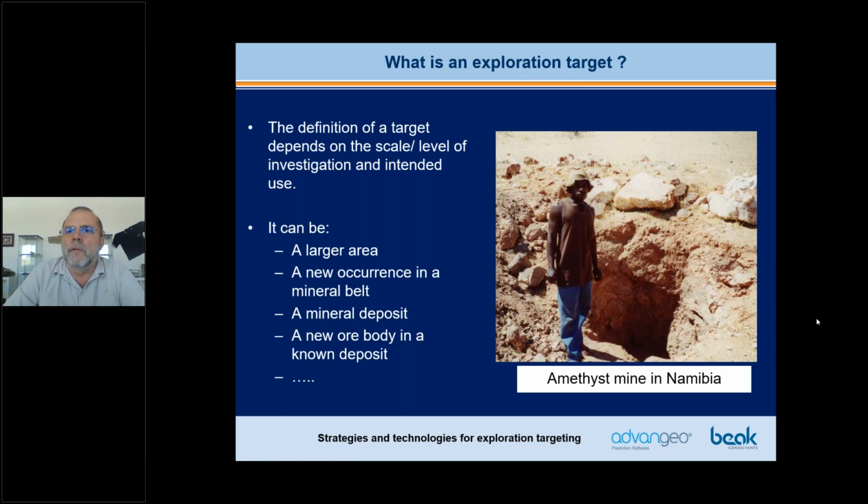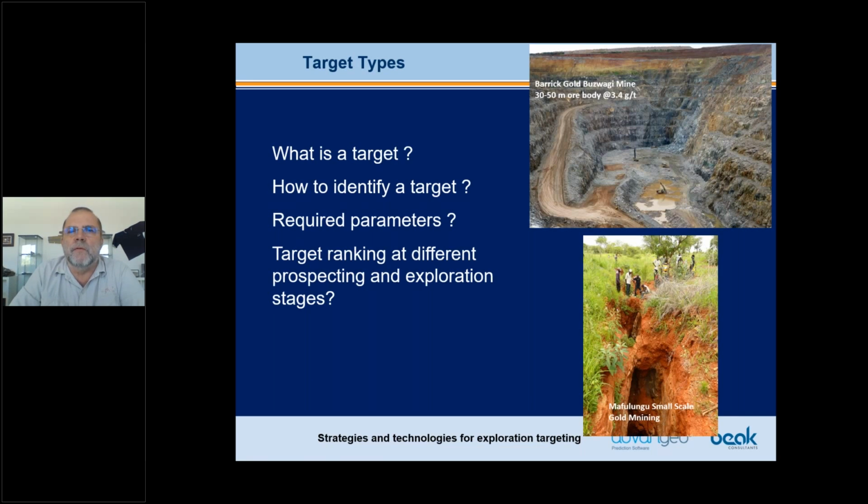On this photograph here, we can see an artisanal miner in Namibia digging for amethysts. So these little amethyst crystals are now his exploration target. Those are another two examples of exploration targets.